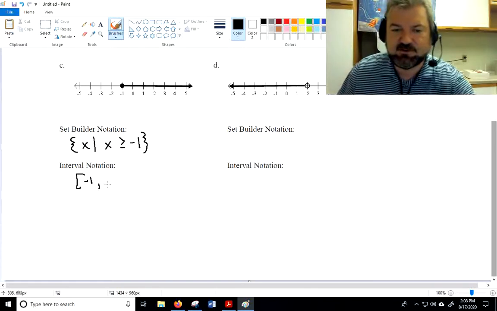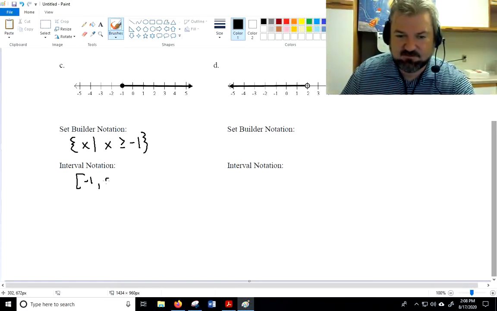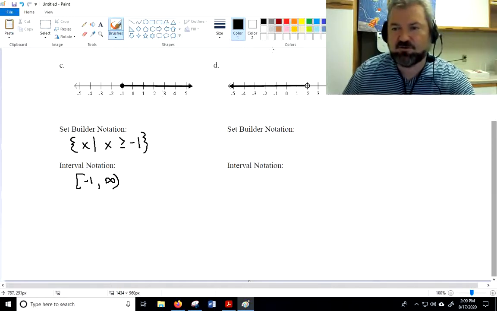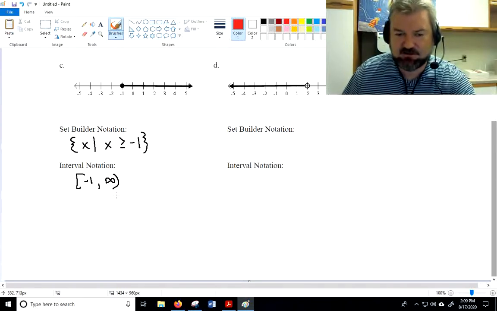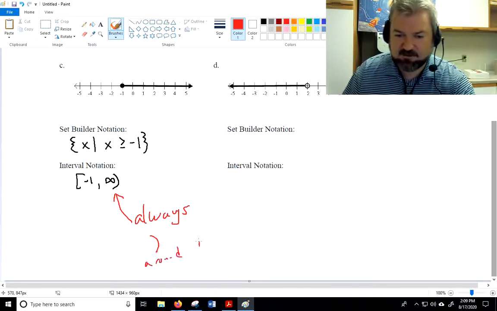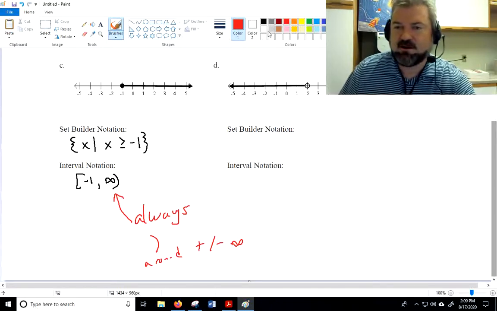And then the closing interval here, what we use is the infinity symbol, which is like a sideways 8 if you haven't seen it. Now, infinity is always an open interval because infinity is not a real number that you actually obtain, take on, and stop at. So I want to make that very clear. Always parenthesis around positive or negative infinity. Okay? All right, let's do the next one.